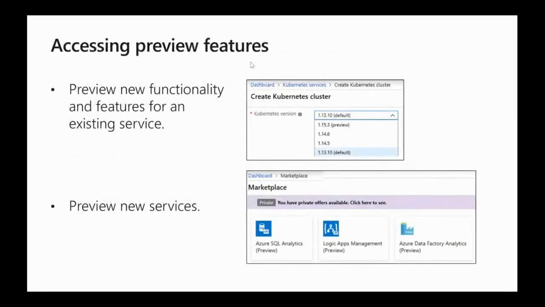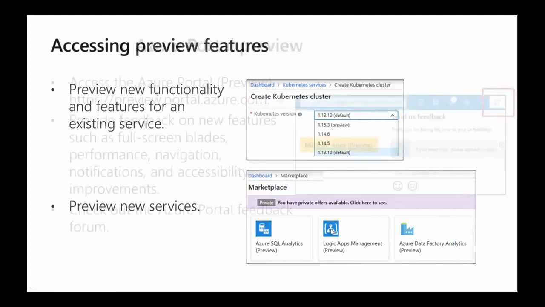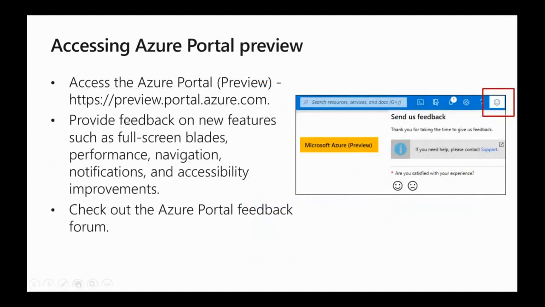How to access the private preview? There is a portal. So how to see it? If you go to Azure, it will give you something like this. In this example, 1.15.3 is available in preview, for example. And for private, you will see private. You have private preview offers, you want to check into it. And to access the preview portal, you need to go to preview.portal.azure.com, where you will get all the preview features that are available.